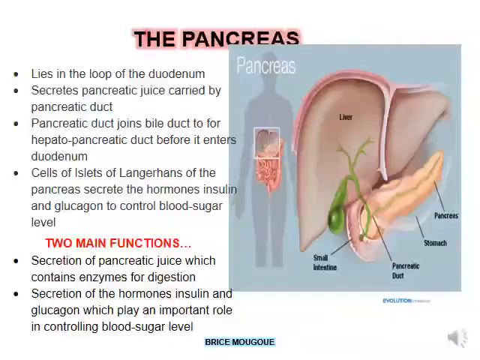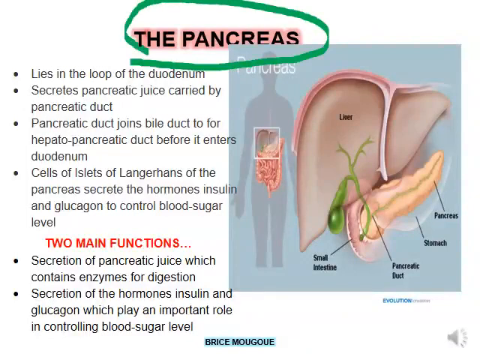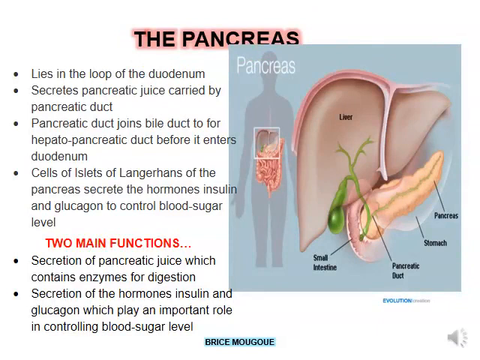The next accessory organ is the pancreas. The pancreas lies inside the loop or in the curve of the small intestine. If you remember that first part of the small intestine, this is the small intestine here. The first part here, it curves kind of. That first part is what we call the duodenum. So in the loop, in that curve of the duodenum, we have the pancreas that lies here. That is the pancreas here.